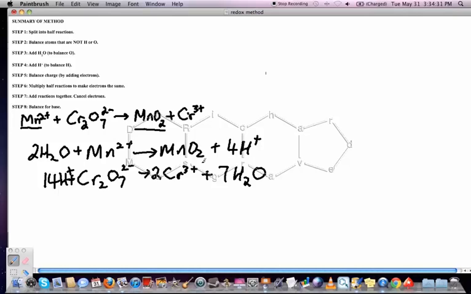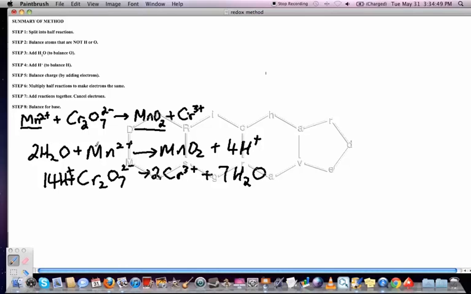The next thing we want to do is balance the charges. Now we do that by adding electrons, but before we do that we need to figure out what charges we have on each side. If there's no superscript above the compound, that means you can assume the charge is 0, so water has no charge.